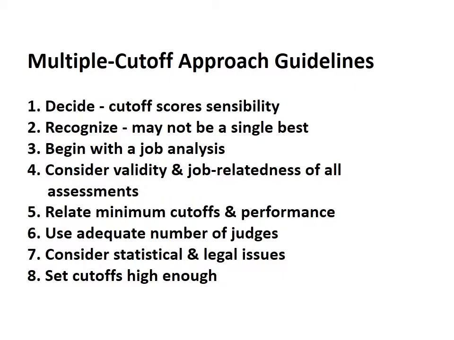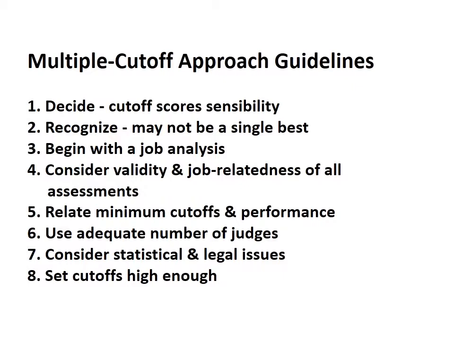But you're always wanting to think of using this cutoff score usually not necessarily to exclude large amounts of people, but to try to set up a minimum cutoff for performance. And again, the more that cutoff is related to performance, the better. If you're using the Angoff method, you want to make sure you use an adequate number of judges. Generally speaking, the larger the better. A good rule of thumb is 5 to 10. You want to consider statistical and legal issues.